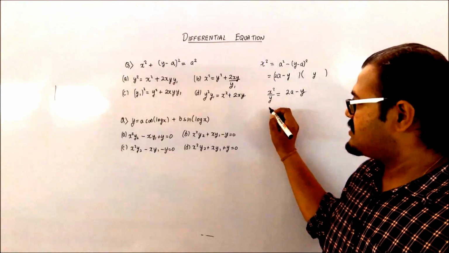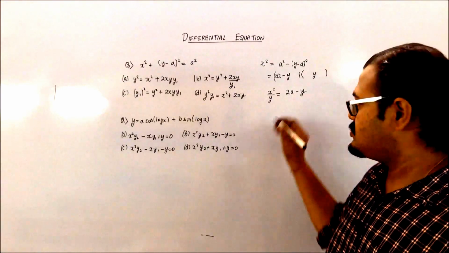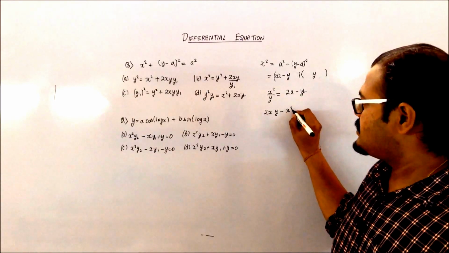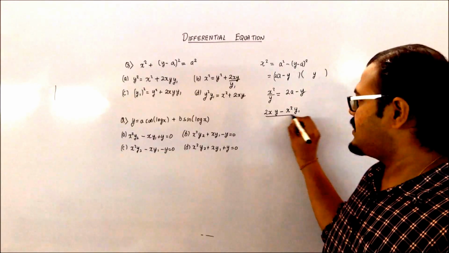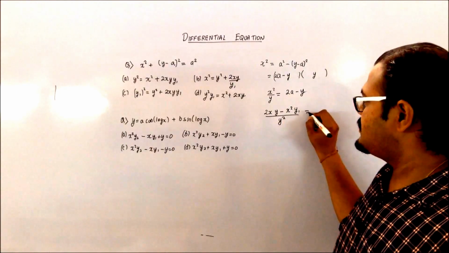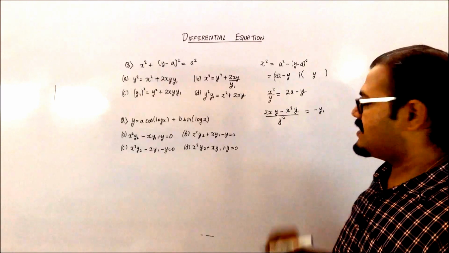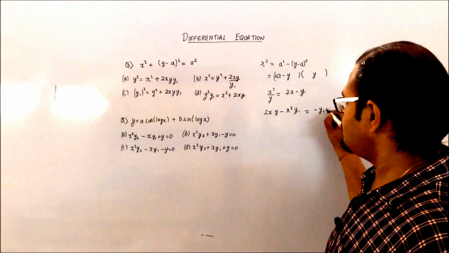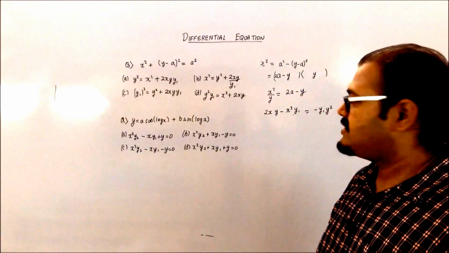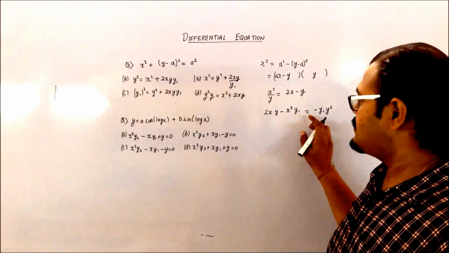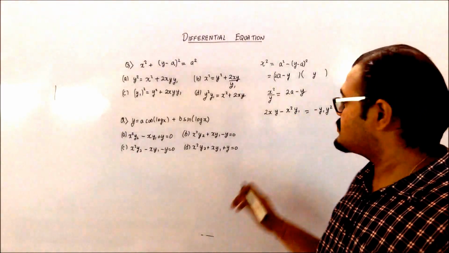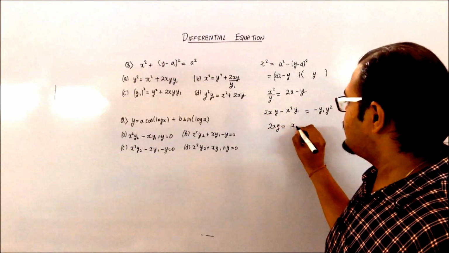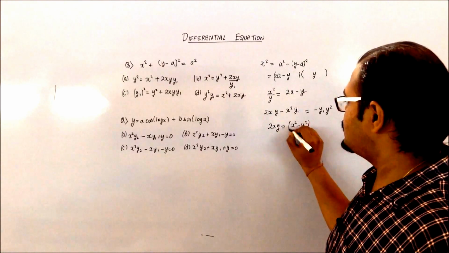So if you just take the derivative, this becomes a u by v rule. The u by v rule gives 2x into y minus x square into the derivative of y, divided by y square, is equal to minus y1. So you can take the y square over here, so that gives you 2xy minus x square y1 is equal to minus y1 x square. So you can write it as 2xy equals, this becomes x square minus y square into y1.